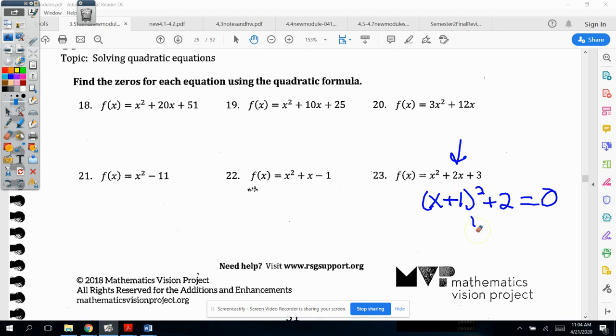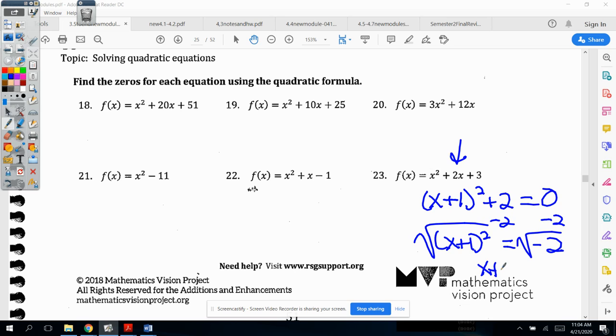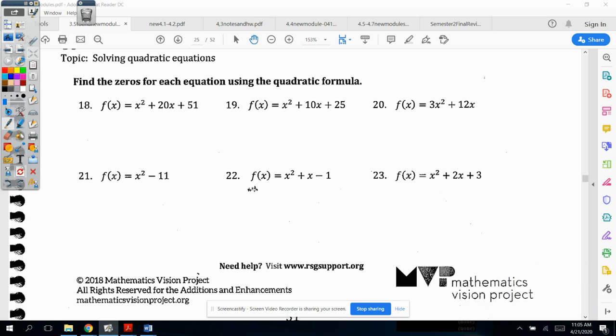This is going to give me imaginary roots. When I subtract 2 from both sides, I get x plus 1 squared equals -2. Square root both sides, and I get x plus 1 is plus or minus i square root of 2. Subtract 1, and I will get x equals -1 plus or minus i square root of 2, or square root of 2i. Okay, I'm going to post those last ones that I messed up.